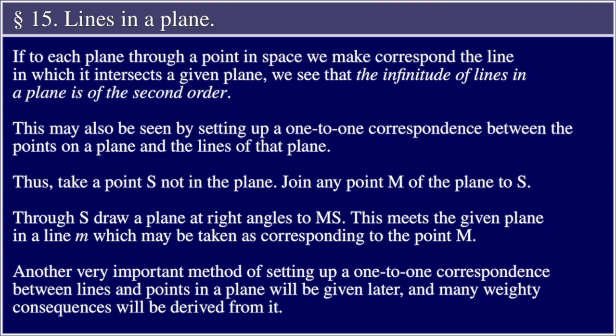Section 15. If to each plane through a point in space we make correspond the line in which it intersects a given plane, we see that the infinitude of lines in a plane is of the second order. This may also be seen by setting up a one-to-one correspondence between the points on a plane and the lines of that plane. Thus, take a point S not in the plane. Join any point M of the plane to S. Through S, draw a plane at right angles to MS. This meets the given plane in a line m, which may be taken as corresponding to the point M.